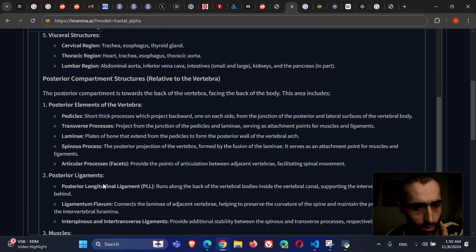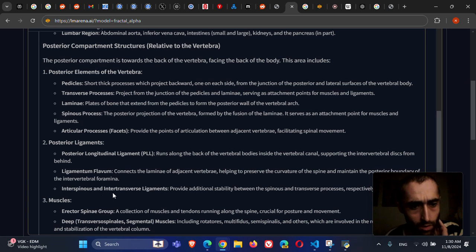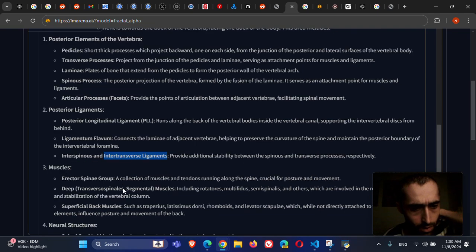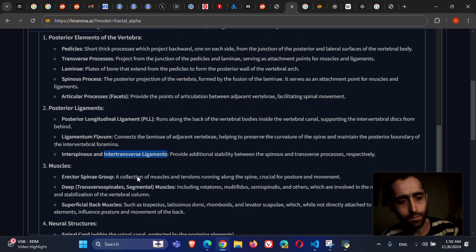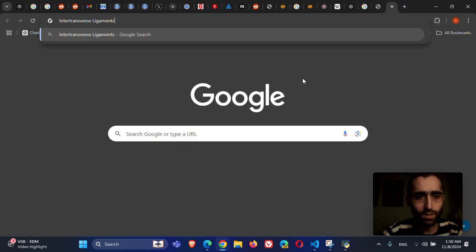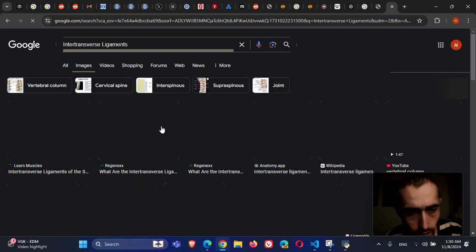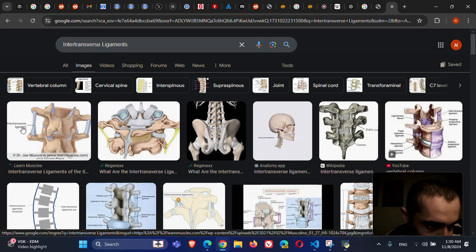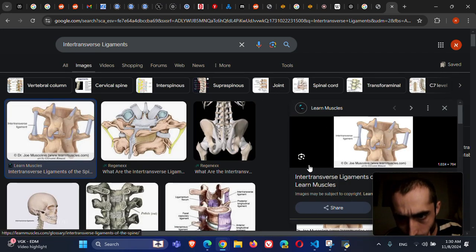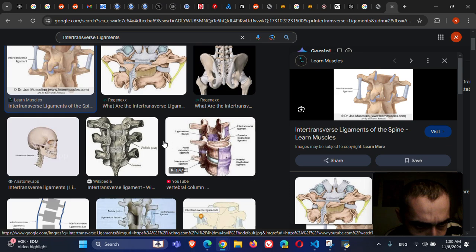This is good. Posterior longitudinal ligament, ligamentum flavum, interspinous, intertransverse ligament. What is the intertransverse ligament? Okay, it really made it very detailed. It even talked to me about the muscles and the spinal cord, which is of course in the posterior part. What is this? This is real. Let's see. So this model is quite detailed. There is such a ligament, and it seems that it is between the pedicles.